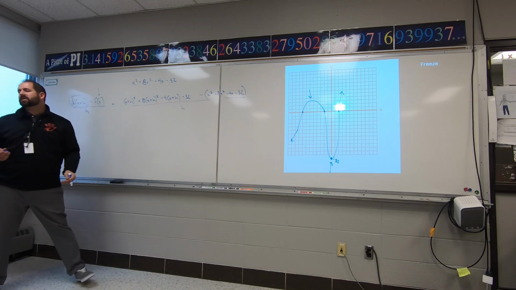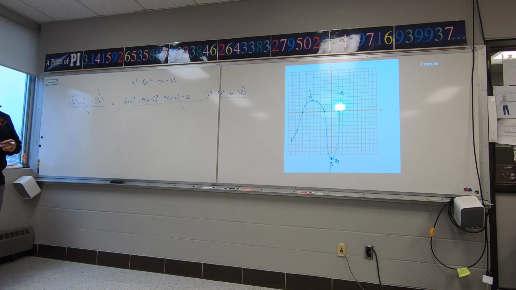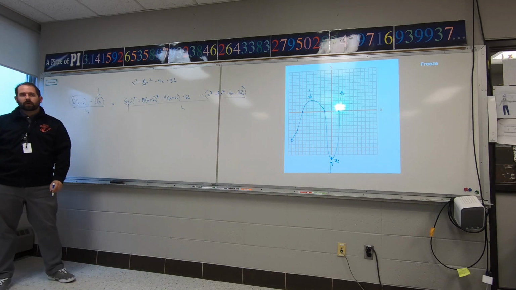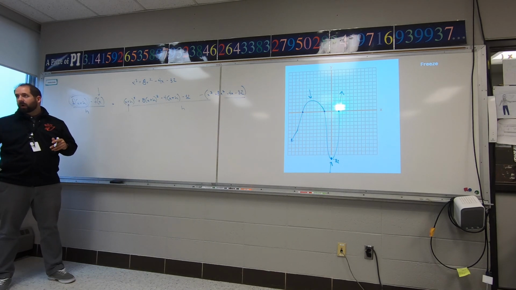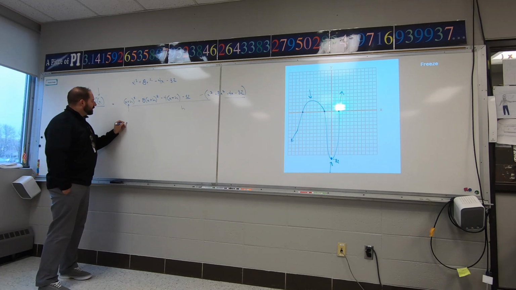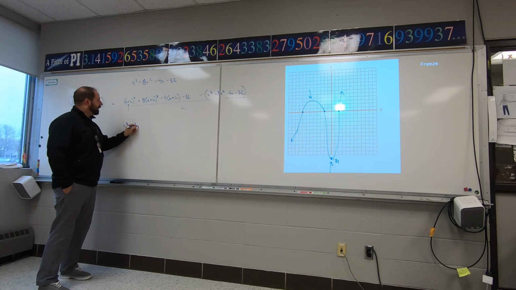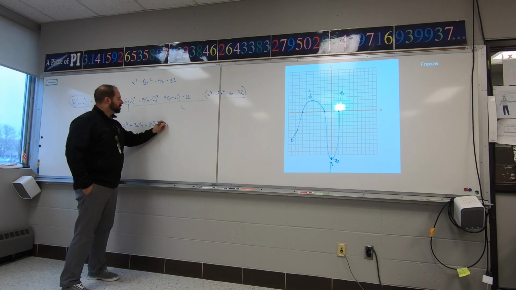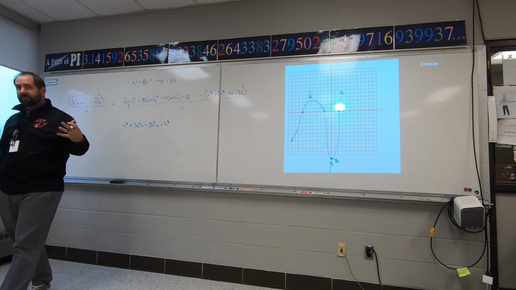Now, here's something that will help you. If you're struggling and you don't know if you're FOILing it right, you could type this in Wolfram Alpha and it will tell you what it is. You type in x plus h, put the little cube on it, and it will tell you x cubed plus 3x squared h plus 3h squared x plus h cubed. It'll tell you that if you FOIL it out.